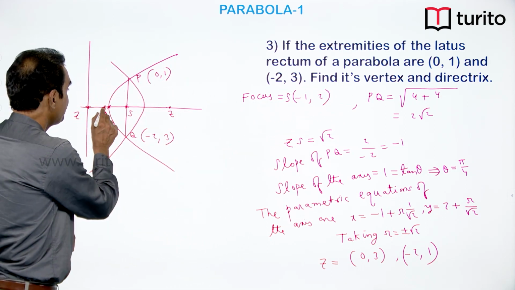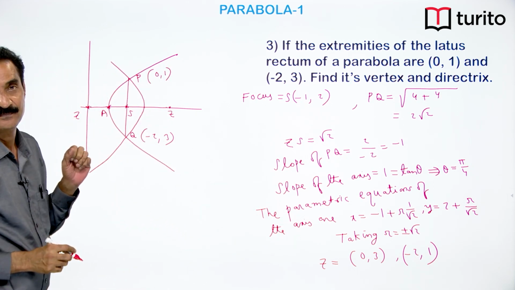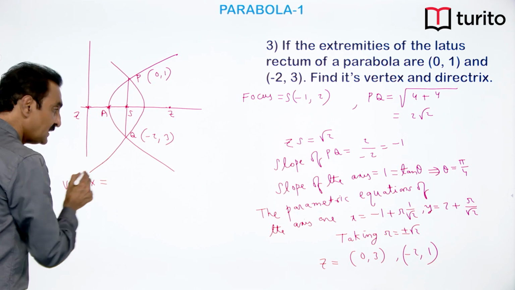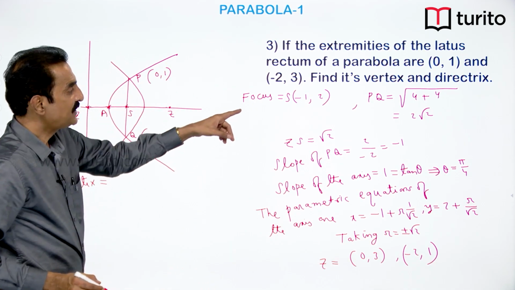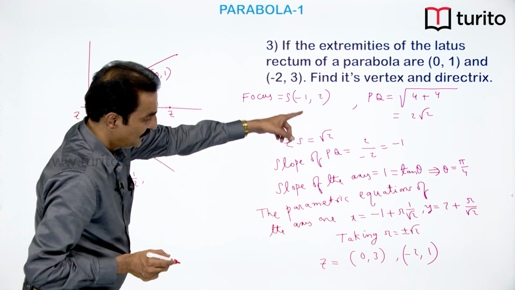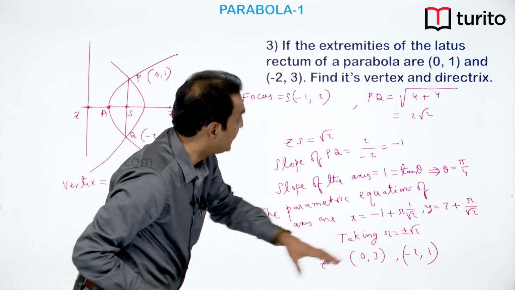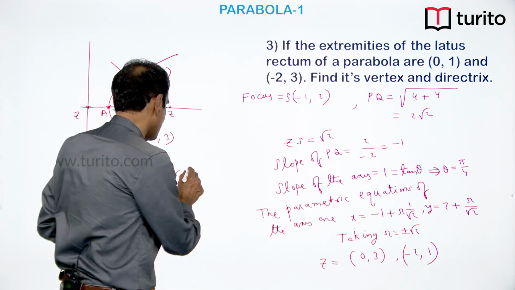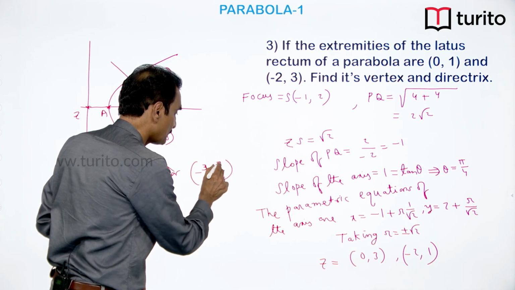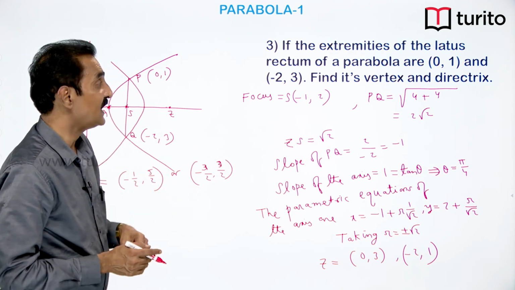So, if you want vertex, taking one of them as Z, find the midpoint of Z and S. Okay. Vertex is equal to, if you take this as Z, midpoint of ZS, how much? Minus 1 by 2, 2 plus 3 by 2, 5 by 2, or if that is Z, we get minus 3 by 2 comma 3 by 2. Okay, we got vertex as well as equation of the directrix also you want.